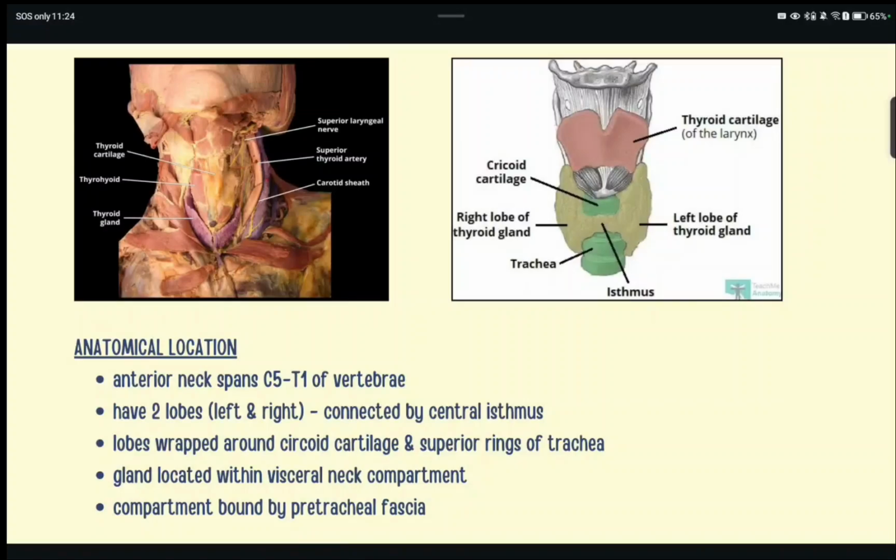by a central isthmus, and the lobes are wrapped around the cricoid cartilage and superior rings of the trachea. The gland is located within the visceral neck compartment, and the compartment is bound by pretracheal fascia, as you can see on the right-hand side of the slide. The color coding helps us to see the components easier.